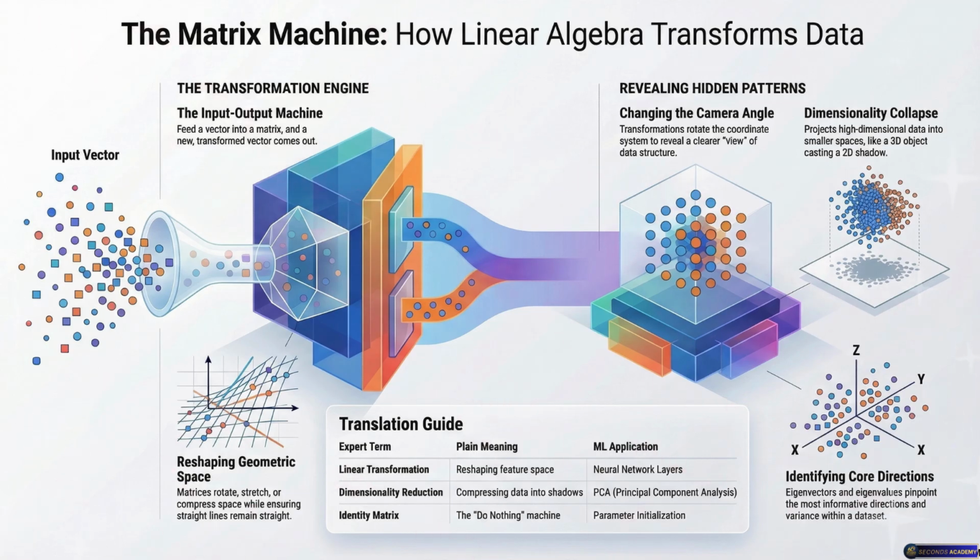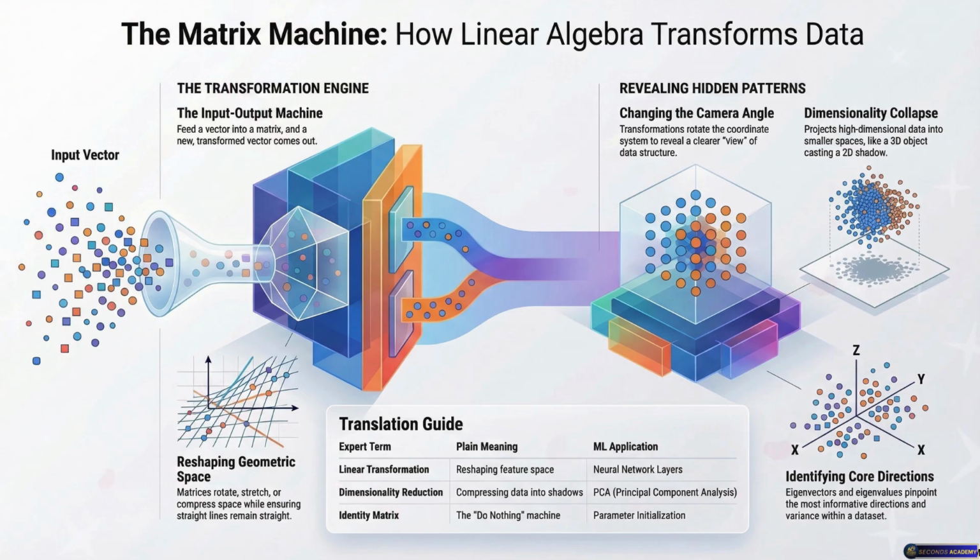But if a matrix applies the right combination of stretching and shearing, it reshapes the entire space. It rearranges the geometric relationship of those data points. If the matrix stretches the space in just the right direction, those two previously tangled groups might suddenly pull apart. That makes so much sense. The complex, tangled patterns suddenly become easily separable. You can now draw a clear boundary between them.